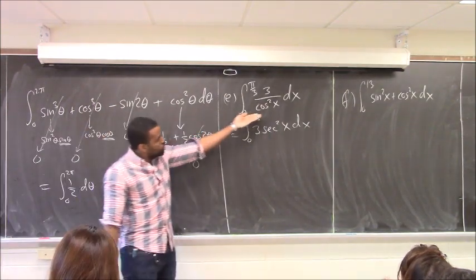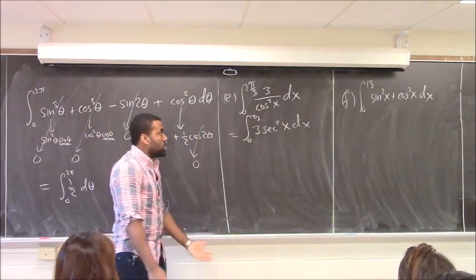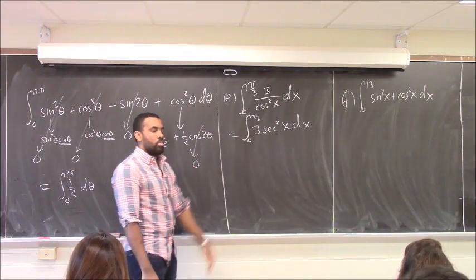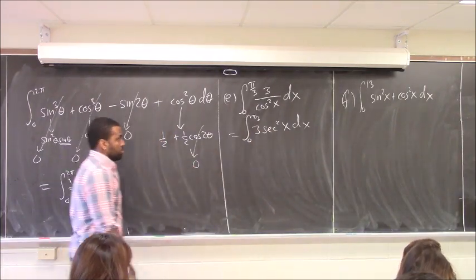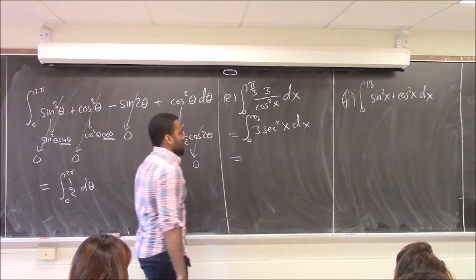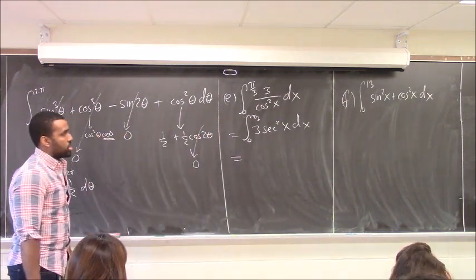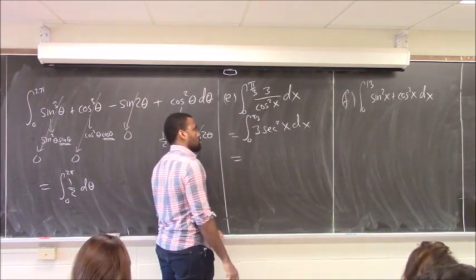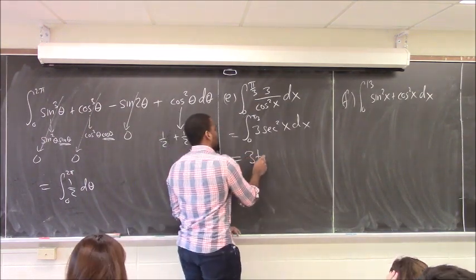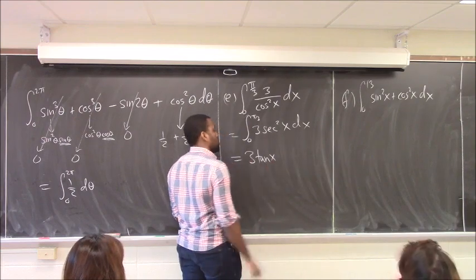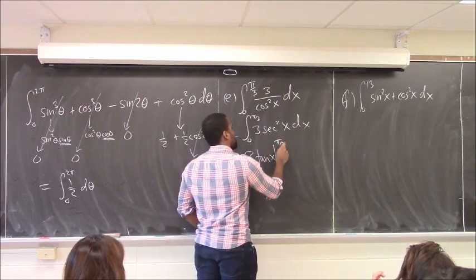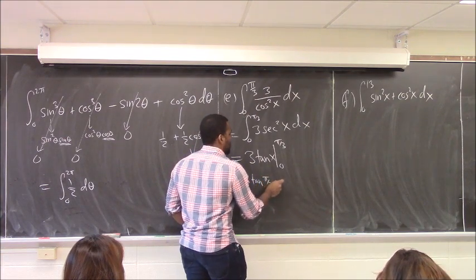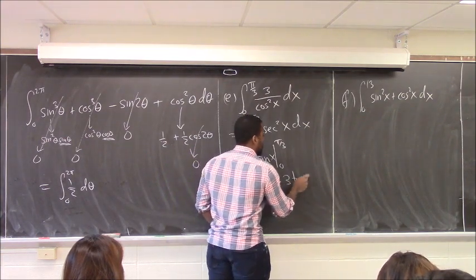So you see something strange, like a division or a product, probably the first thing you want to think of is, how can I simplify the thing I want to find the antiderivative of? And in this case, it simplifies to 3 secant squared. What's the antiderivative of secant squared? Tangent. If I differentiate tangent, I get secant squared. So this is 3 tangent pi over 3 minus 3 tangent of 0.